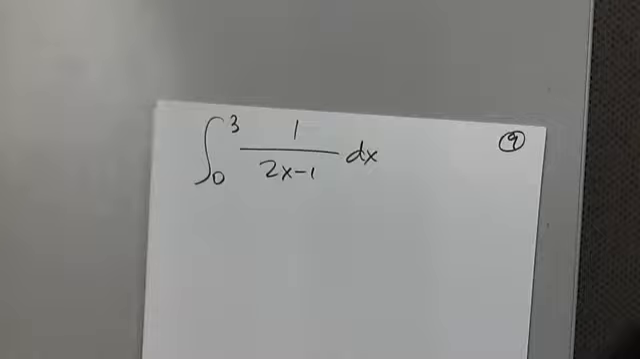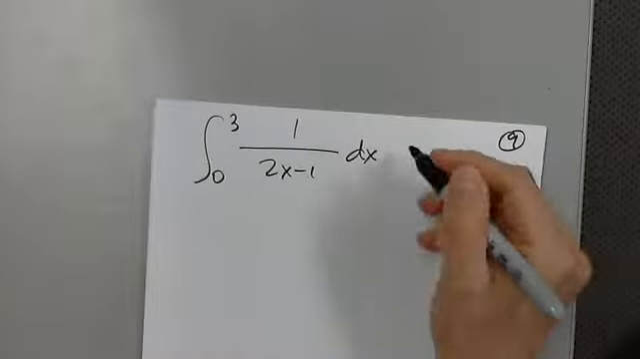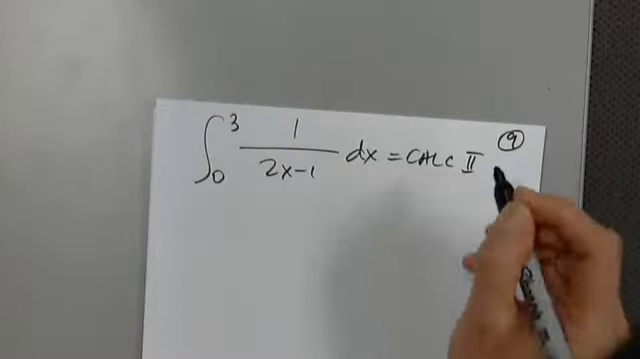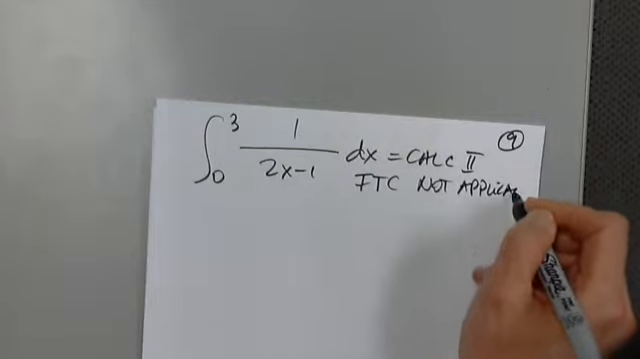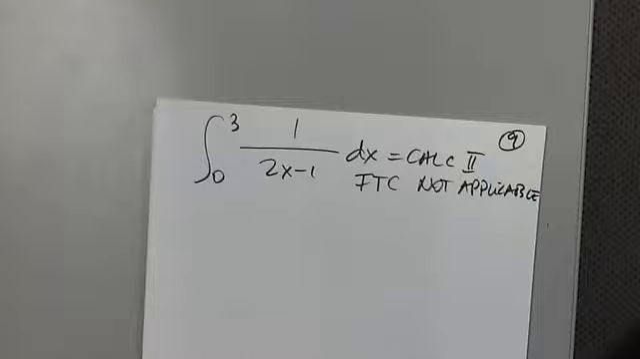What did we say? Every time we determine a definite integral, what do we have to check first? That it exists, if the function is continuous. Is this function continuous between 0 and 3? Yes. It's undefined at 1/2, so it couldn't be continuous between 0 and 3. So what do we conclude? Calc 2. Fundamental theorem of calculus not applicable. Function is not continuous on the interval 0, 3.